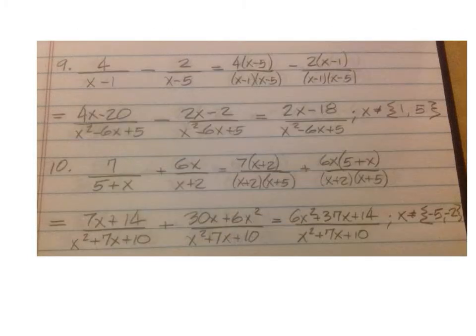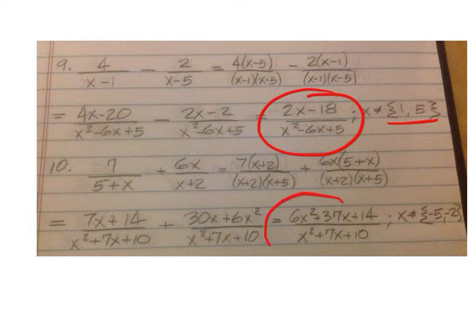All right, and number 9, 2x minus 18 over x squared minus 6x plus 5. And 1 and 5 are the excluded values. On number 10, 6x squared plus 37x plus 14 over x squared plus 7x plus 10. And the excluded values are negative 5 and negative 2.